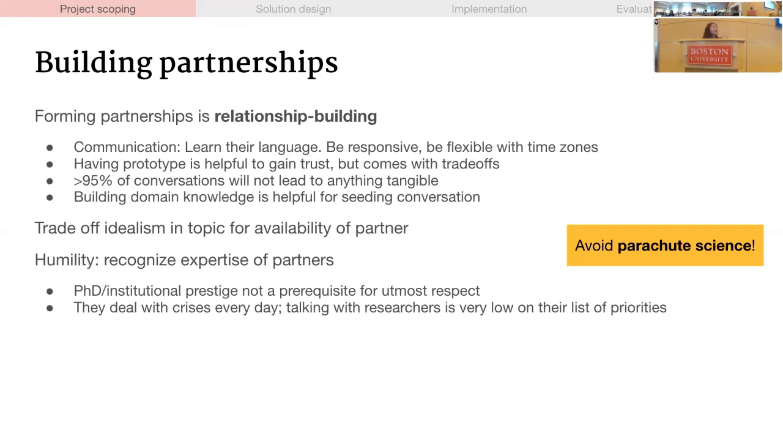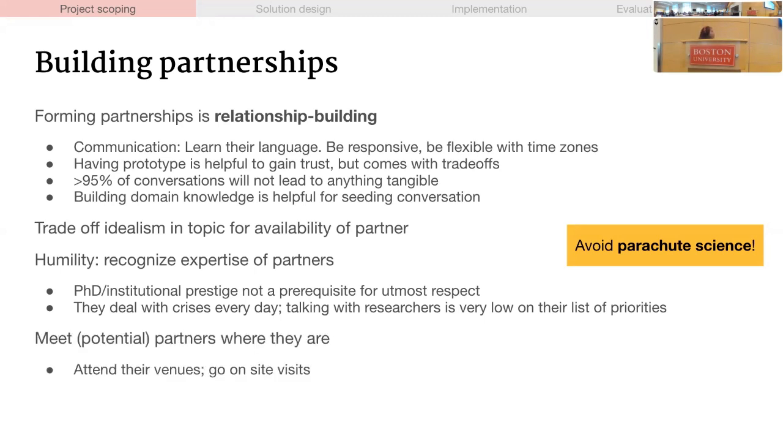And as part of this, be really sensitive to what their needs are. They are constantly dealing with crises, and talking with researchers is really low on their list of priorities. There are some communities I work with where if you say that you're a researcher, that's the worst possible thing to say to them, because they've been burned so many times by people coming in, picking their data, and not offering anything useful in advance.